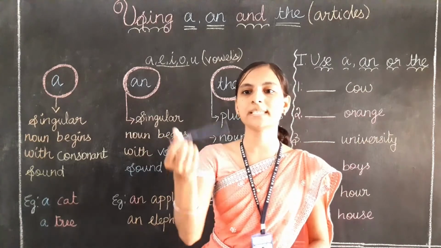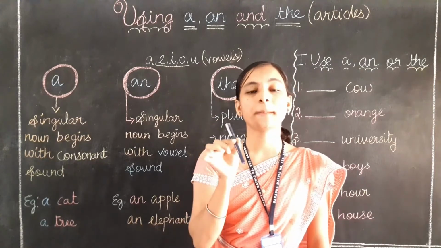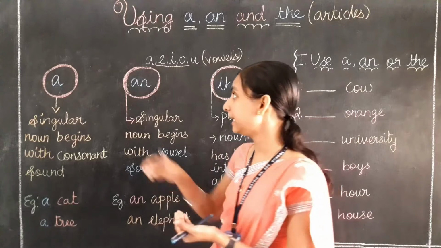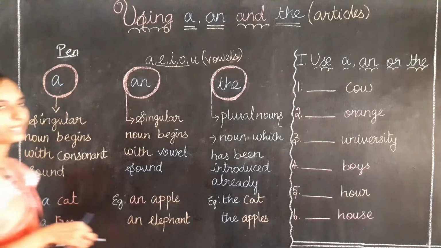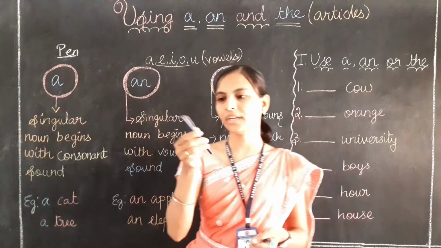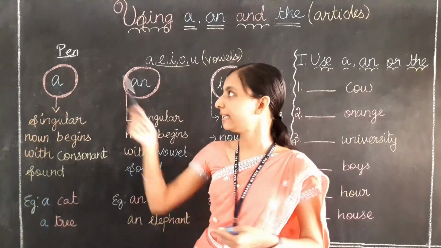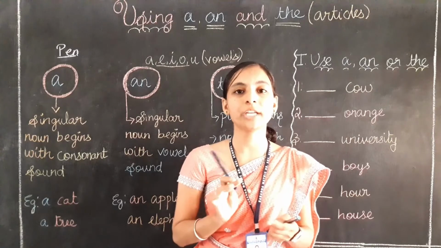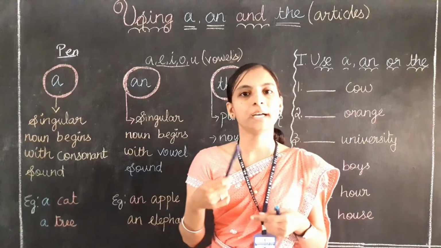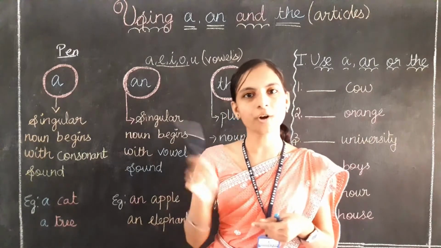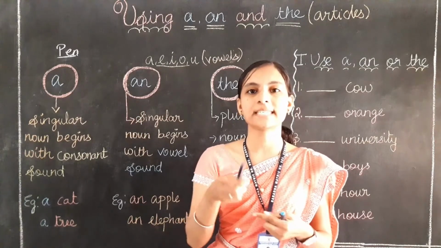For example, this is pen. What is the spelling of this pen? P-E-N, pen. I am writing it here. We know it. What is the first letter of this word? Yes, P. It is a consonant letter, but we also need to check whether it gives a consonant sound. Pen begins with the P sound, which is a consonant sound. So whenever we are talking about a pen, I can say that this is a pen.